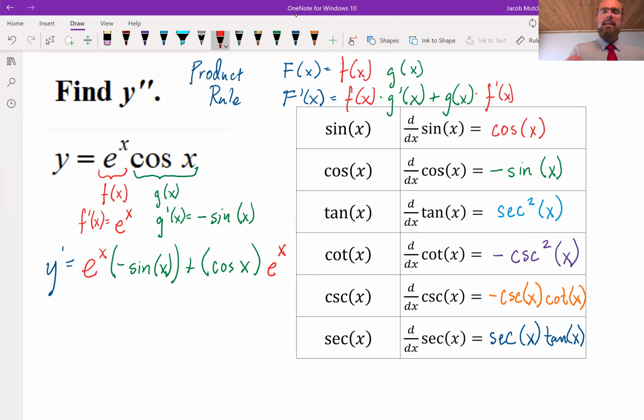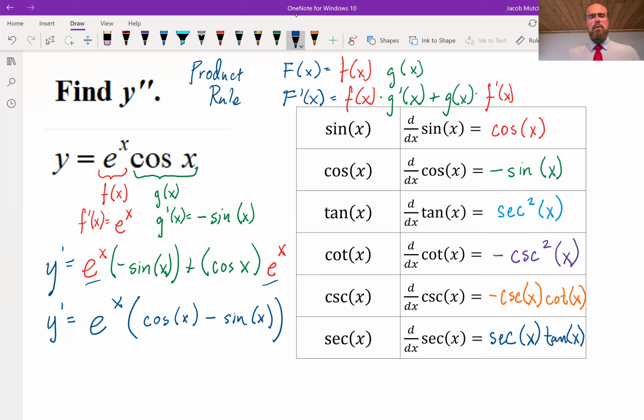I'm going to write that in a factored form for my first derivative. I see each of these has e to the power of x, so that's going to be e to the power of x times, and I'll put the cosine first, so cosine x, since the sign is minus, I'll put that second. So that one, we've reached the first derivative.